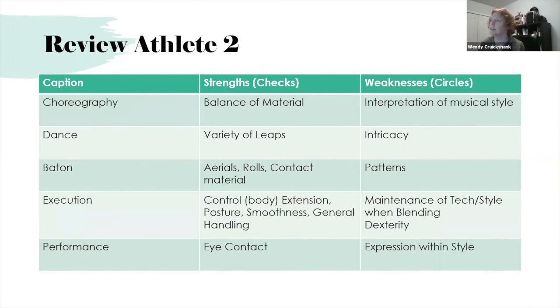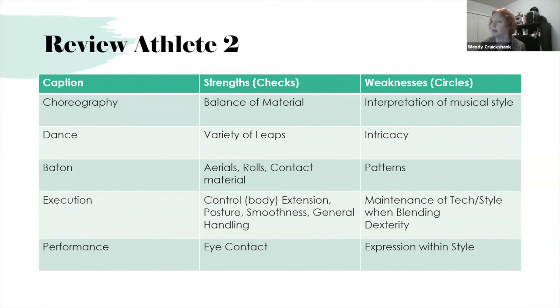Under dance, we had a check mark under variety of leaps and a weakness under intricacy. The athlete does beautiful isolated moments of dance and mostly maintains her style throughout when she is dancing, but this fades when she is twirling. And the double attitude turn is a memorable feature of the routine. So it's one of those things that you would, as a judge, remember, oh yeah, that great double turn would be something you need to remember for a long time.